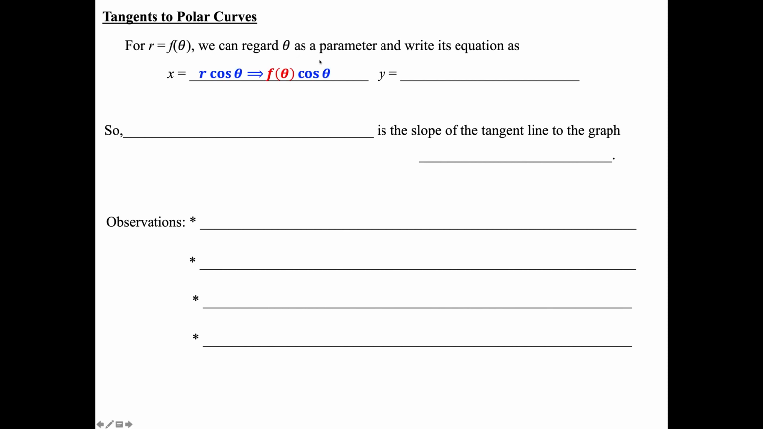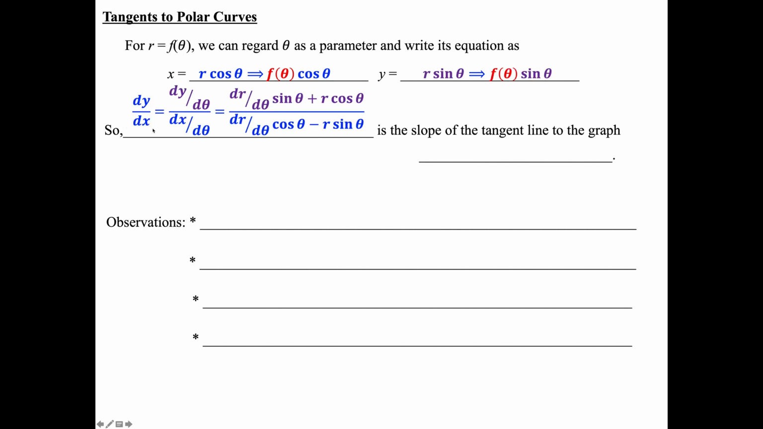So your x, r cosine theta, becomes f of theta cosine theta, and your y, being r sine theta, becomes f of theta sine theta. So when we find our derivative, we're going to have to get used to doing a lot of product rules here. So dy over dx is dy over d theta. Looking at the y, we're going to have the derivative of r, so dr over d theta, times sine theta, plus r times the derivative of sine theta, which is cosine theta.